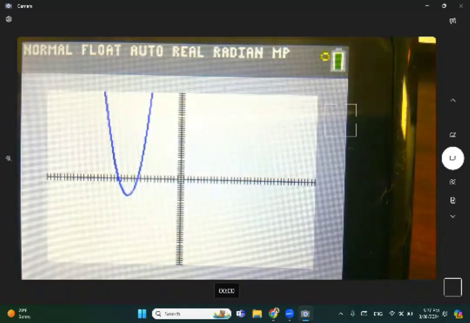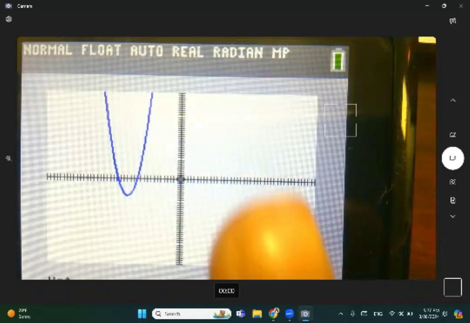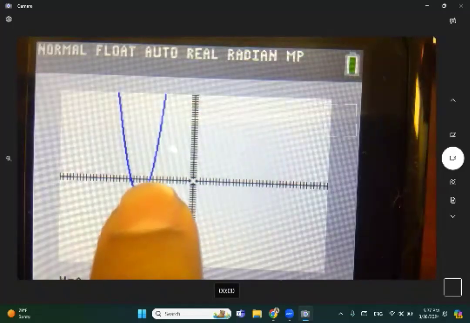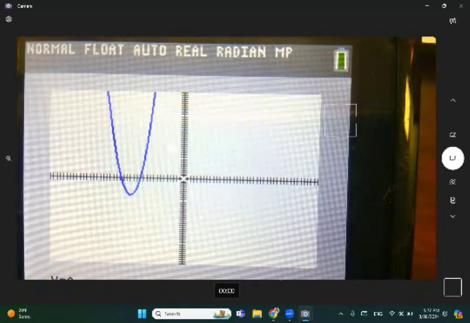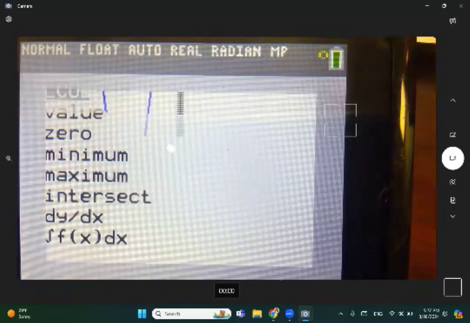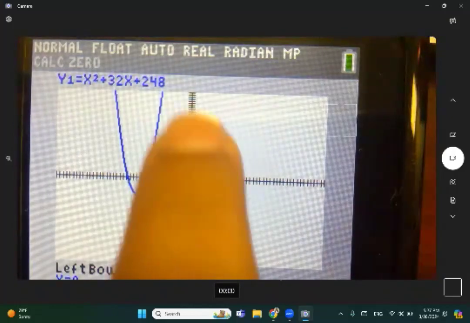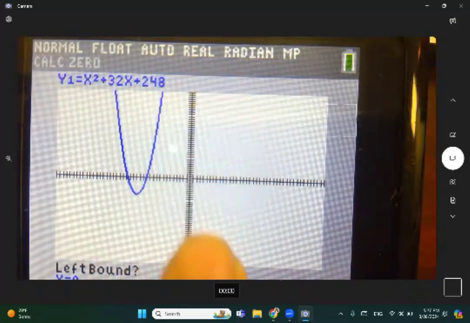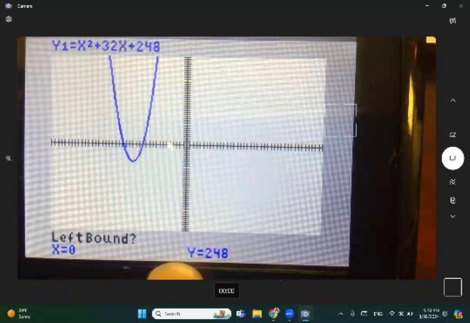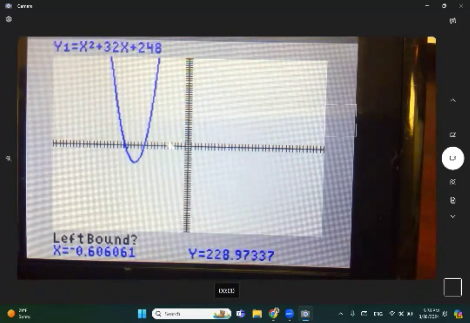Well, isn't that great? Okay, now that I can see my x-intercepts right here, I'm going to calculate what they are. So second trace, number 2. I know that my little star is somewhere on the y-intercept. The y-intercept is 0, 248. So it's way up there. I'm going to have to bring it back down. And I need to move it to the left. Oh, there it is. That was quick.